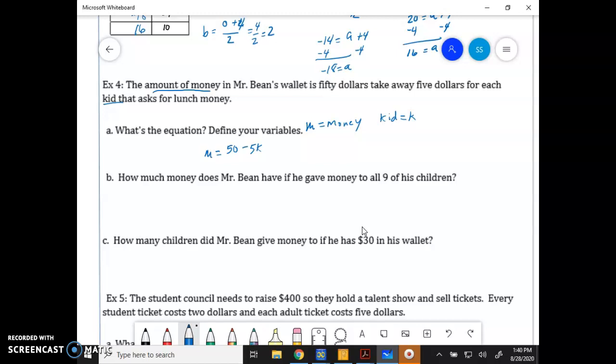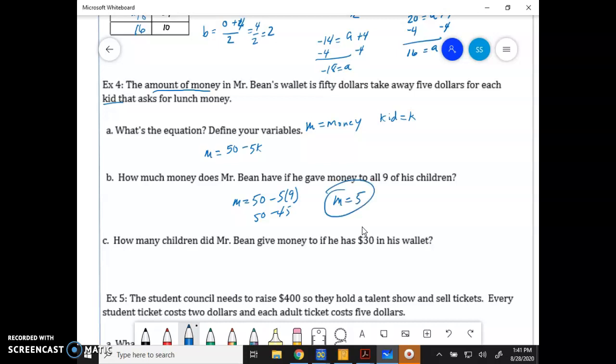All right, so how much will Mr. Bean have if he gave money to all 9 of his kids? So let's see. I'm going to do M is equal to 50 minus 5 times 9, if he has 9 kids. So we're going to go ahead and multiply this out. We get 5 times 9 is 45. So just drop this down. 50 minus 45 is 5. So he would have $5 remaining.